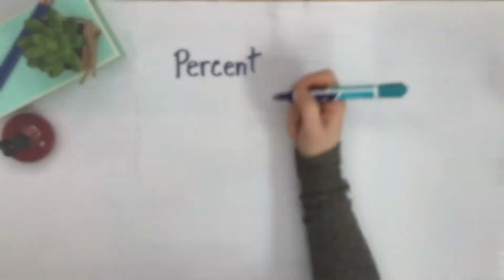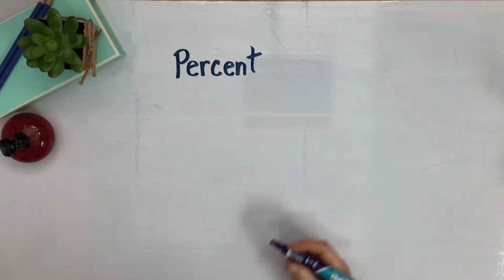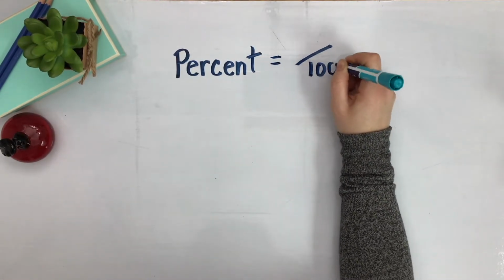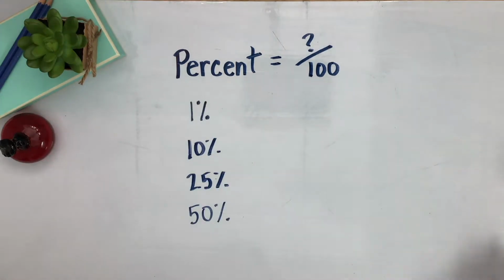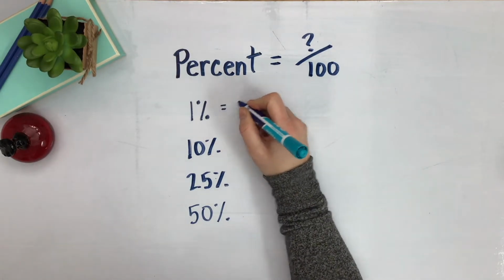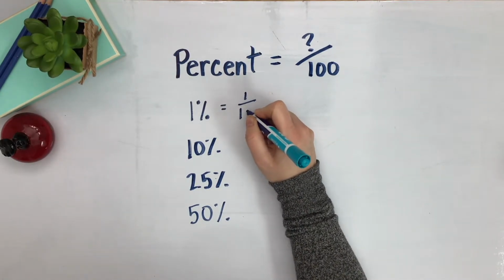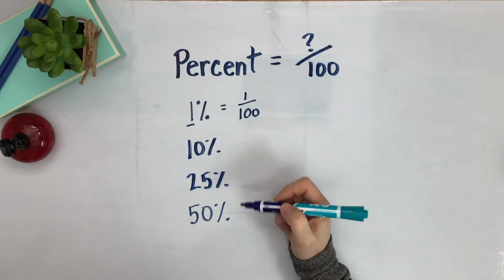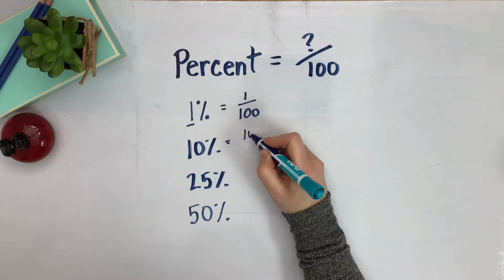Practice finding a percent of a number. Here we go. As I'm sure you already know, percent simply means out of 100. Let's change them all to fractions first. And to change a percent to a fraction, you simply take the number that is written before the percent sign and put that over 100.